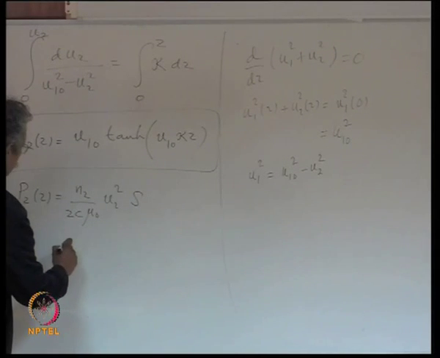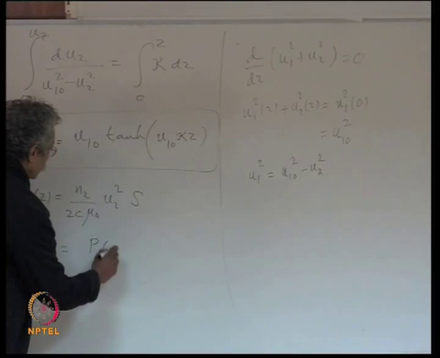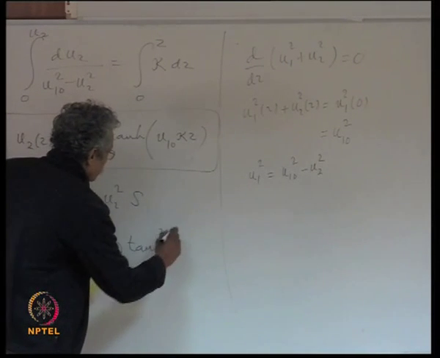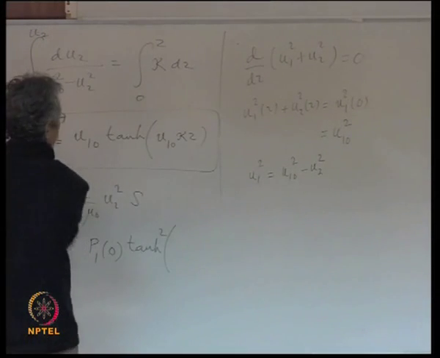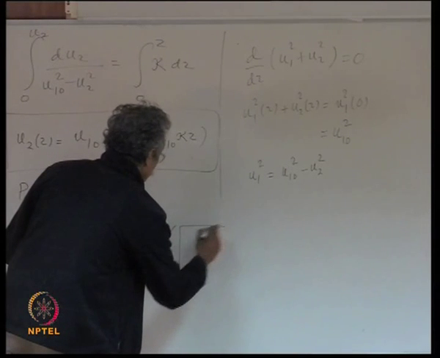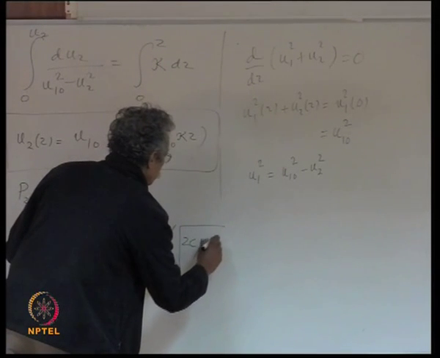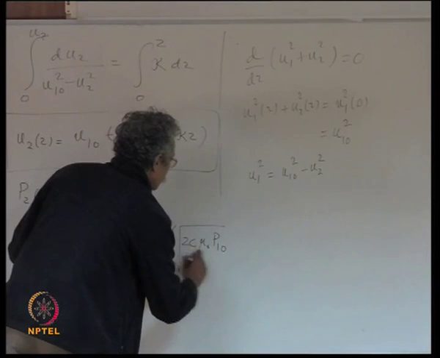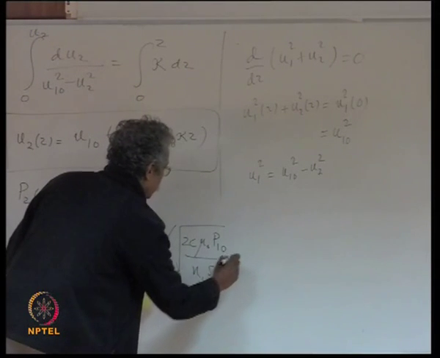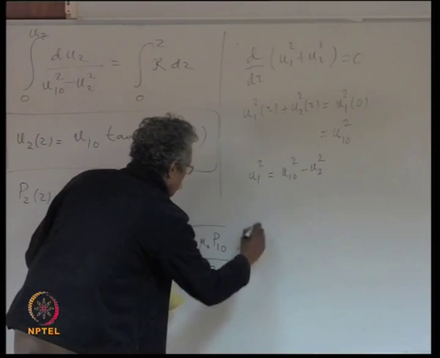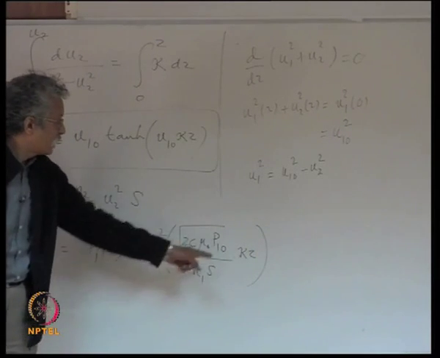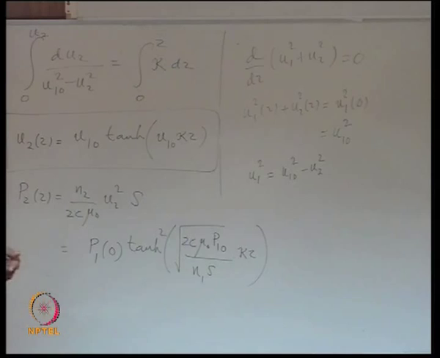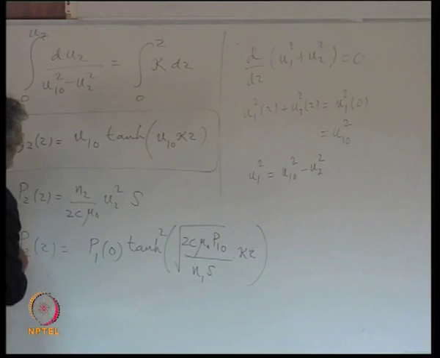And n1 is equal to n2. So you can show again that this is P1 of 0 tan hyperbolic square of kappa times square root of 2c mu 0 P1 of 0 by n1 into area, into z. I've replaced u1 0 by the power in the fundamental, and kappa is a known quantity, omega d by c n1. So the power in the second harmonic grows with z like this.